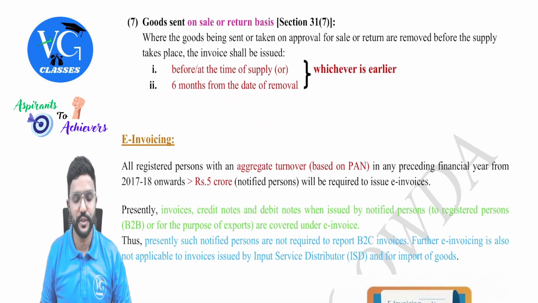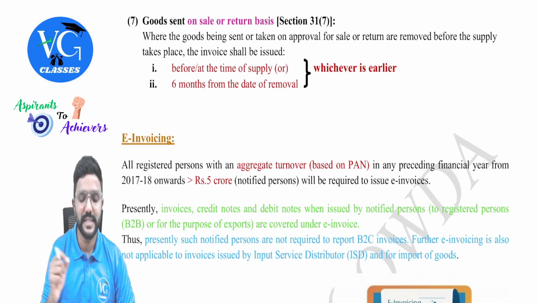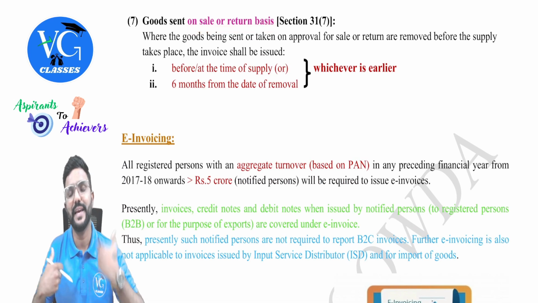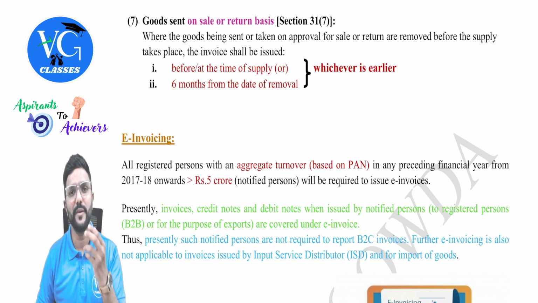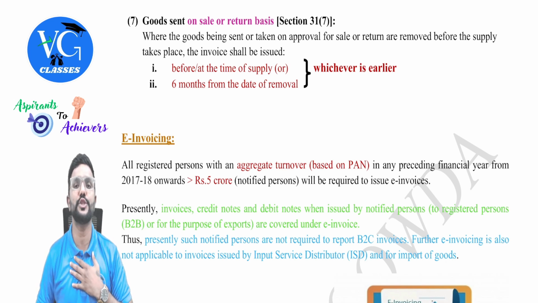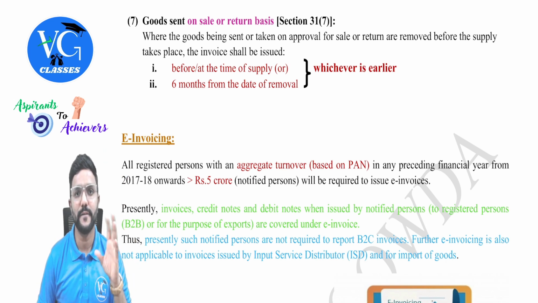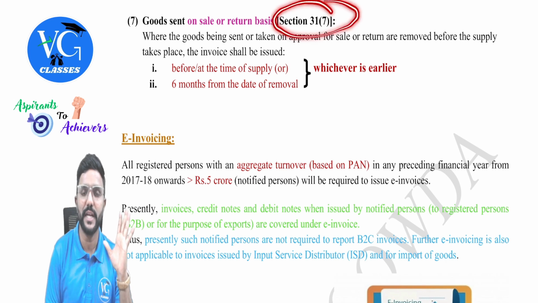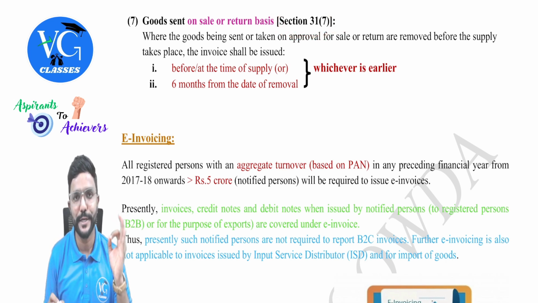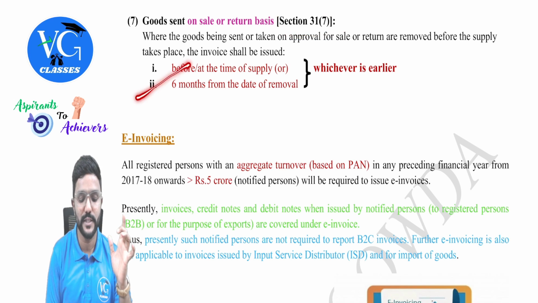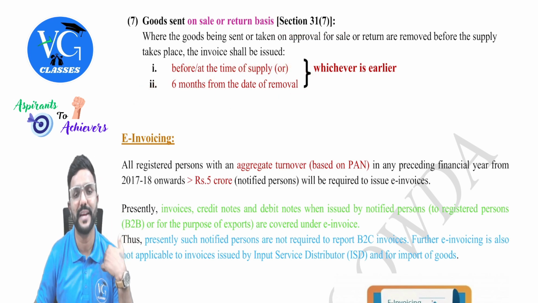Next, subsection 7. If goods are sent on sale or return basis by the supplier to the recipient, and the recipient has accepted the goods, then on or before the date of acceptance, the supplier has to issue invoice. But if the recipient has been given more than 6 months time by the supplier, and at the end of 6 months the recipient has neither accepted the goods nor returned them, then for GST purpose, as per section 31 subsection 7, it is considered to be a supply at the end of 6 months from the date of removal of goods from the supplier's place.